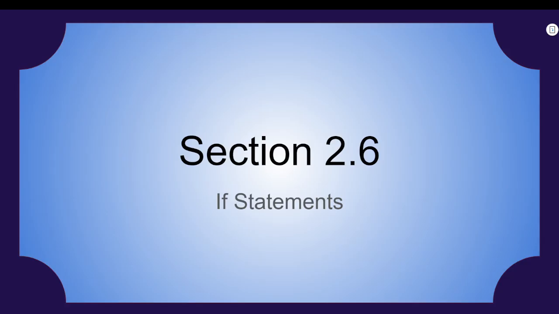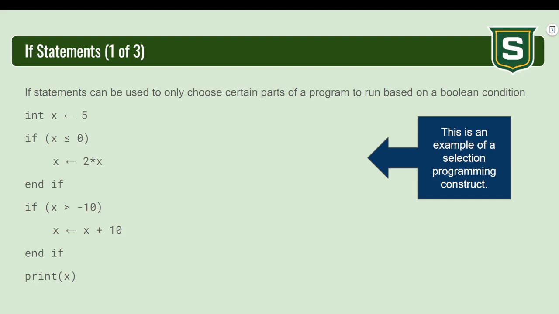Section 2.6, if statements. So if statements are going to be able to control the flow. So if a condition is true, do this. Here we have an example where we're just going to trace this code. We have x set equal to 5. If x is less than or equal to 0, so is 5 less than or equal to 0?